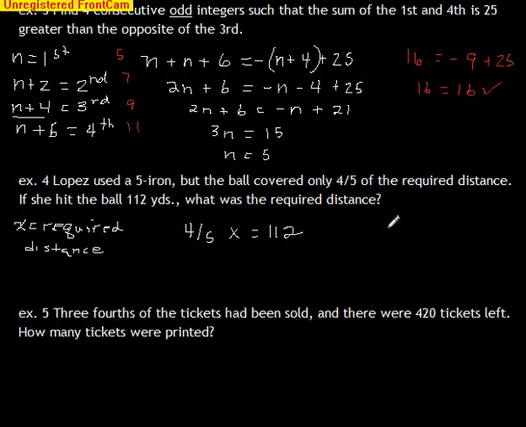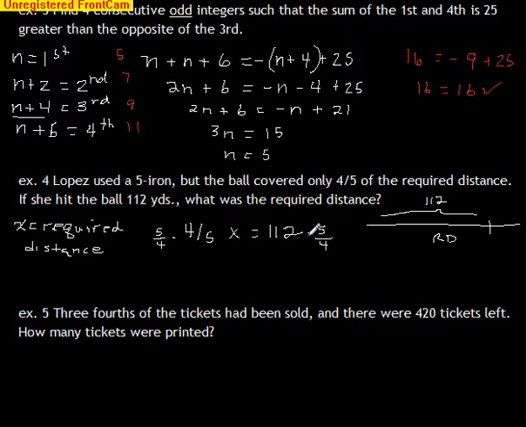So she had a distance that we don't know. This is the required distance. She hit it 4/5 of the way, and that distance, this part right here of the required distance, is 112. So we want to know what 4/5. We know that 4/5 of this whole distance is 112. So here's our fraction. So we're multiplying both sides by 5/4. We're multiplying both sides by the reciprocal.